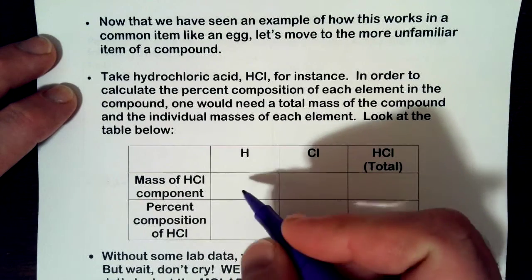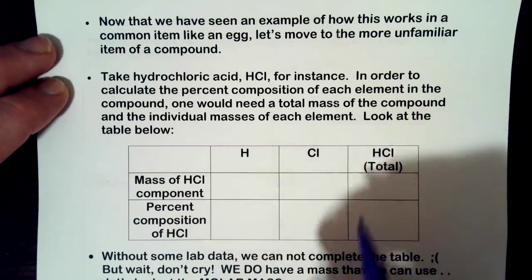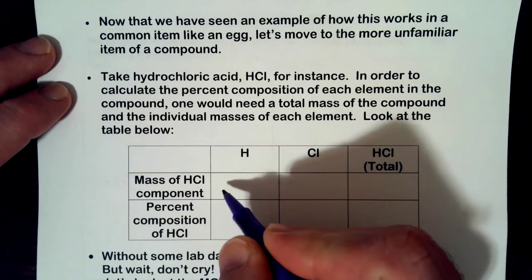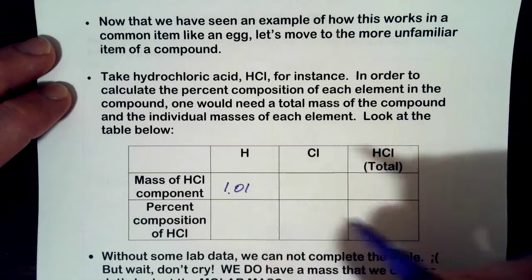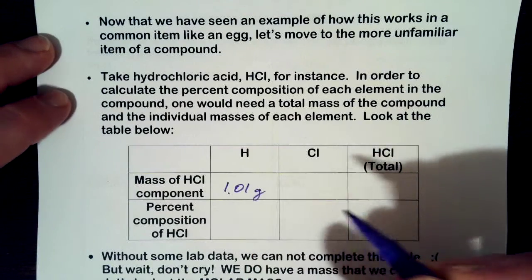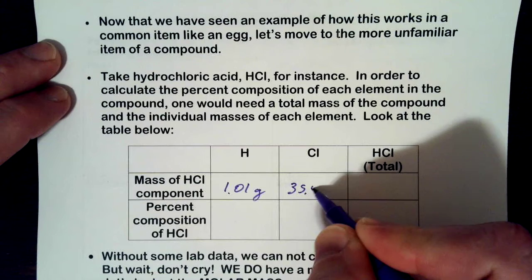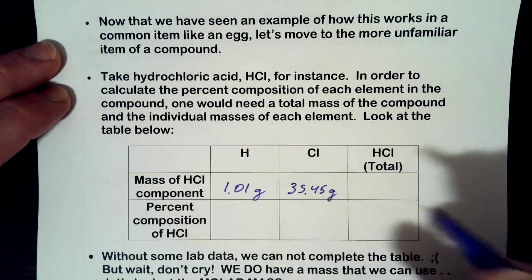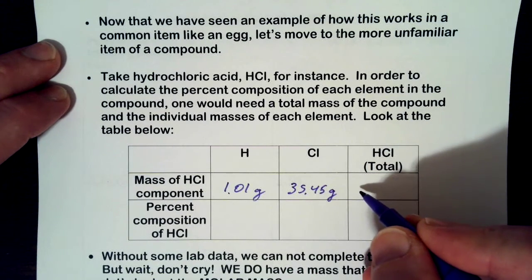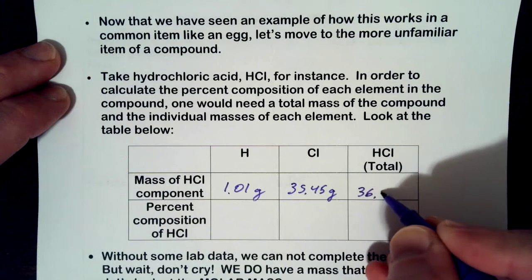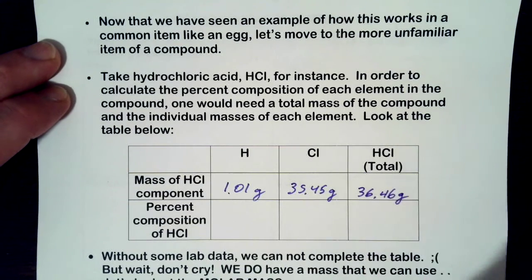So what you would do is, if you're just given a generic formula, right, HCl, you know that H has a mass from the periodic table of 1.01 grams per mole. And you look up chlorine. Chlorine is 35.45 grams per mole. So that gives you a total of 36.46 grams.